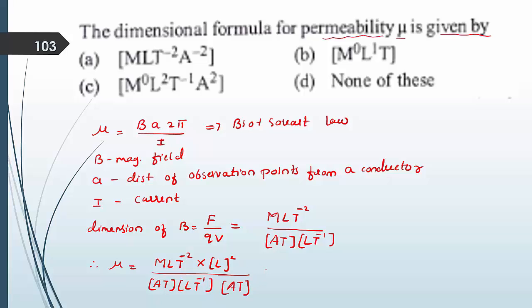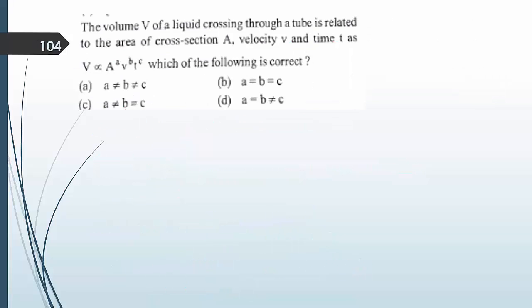We substitute all the values in the Biot-Savart equation. So we will get the final answer M raised to 1, L raised to 1, T raised to minus 2, A raised to minus 2. So this is the dimensional formula for permeability: M raised to 1, L raised to 1, T raised to minus 2, A raised to minus 2. That means option A is the right answer.